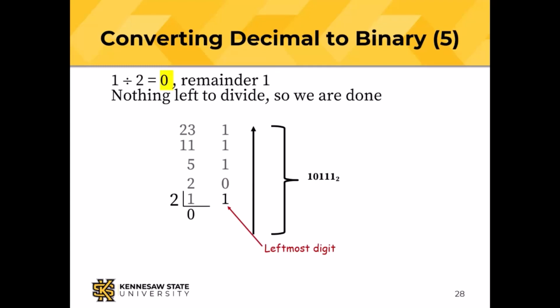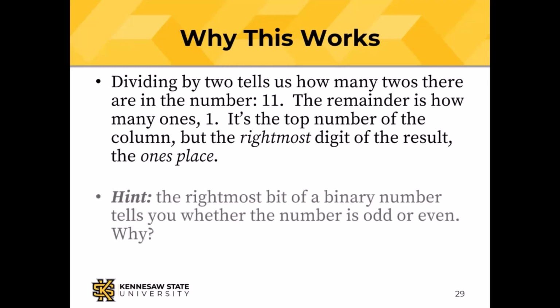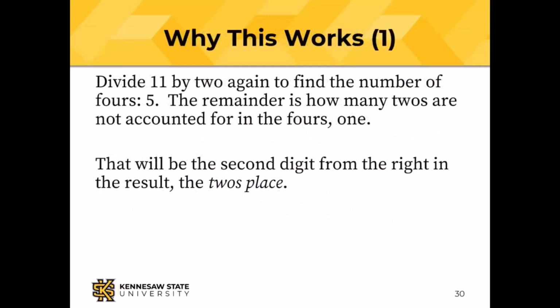So why does this work? The first division by 2 tells us how many 2's there are in the number, right? And the remainder is how many 1's there are, not accounted for by the 2's. This is very cool. The next division tells us how many 4's there are, and the remainder is how many 2's were left over, so that's going to give us the 2's position, and then how many 8's, and so on.